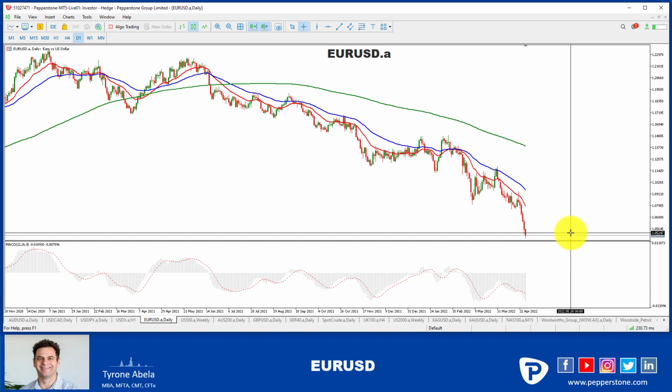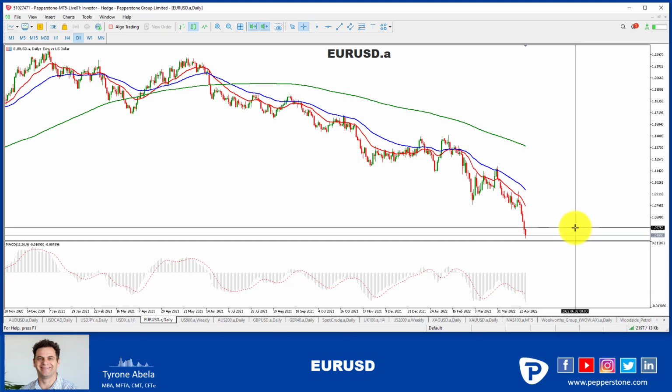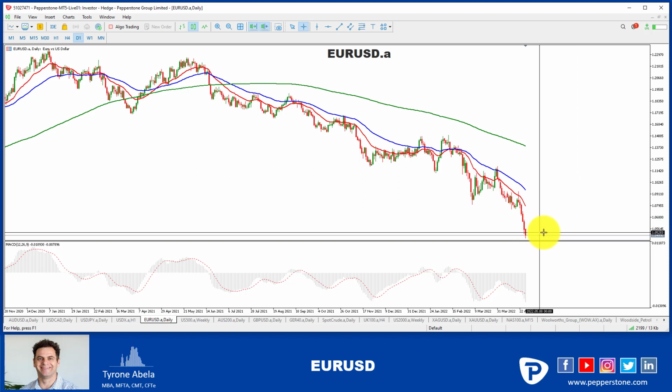Once the low has been tested, it's easier to test a second time, and you've got a very clear target to aim for. So that's very, very important that you look at it like that. Okay, so keep an eye on this one.